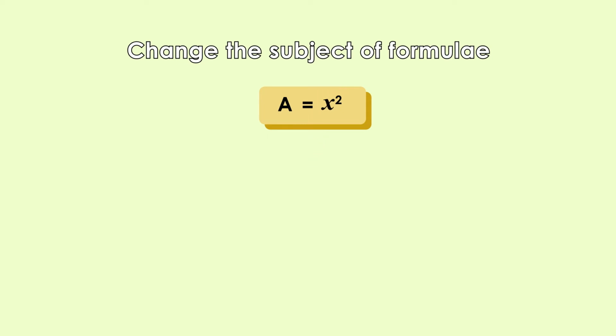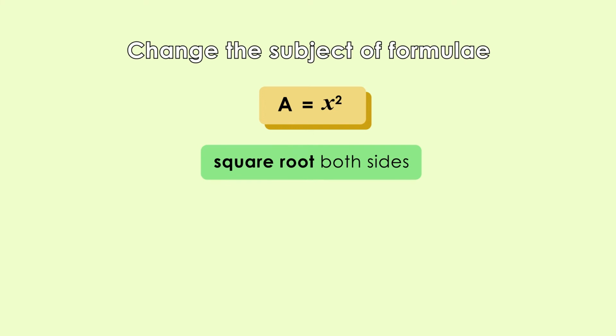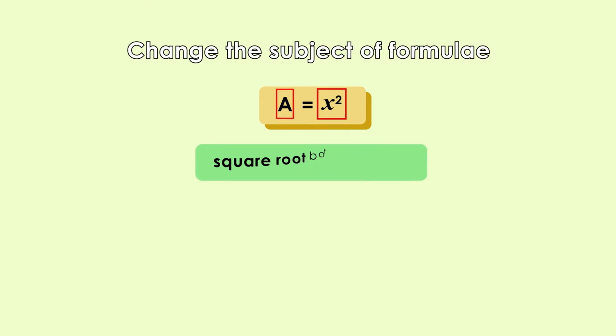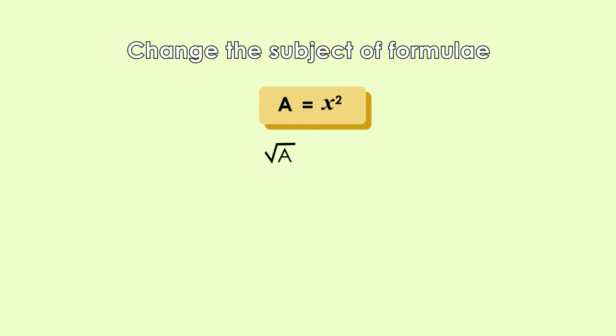Excellent! The first step is to take the square root of both sides of the equation, forming square root of a equals square root of x squared. Then we will get square root of a equals x. The final step is to switch sides of the equation to bring the variable x to the left side of the equation. Hence, x equals square root of a.